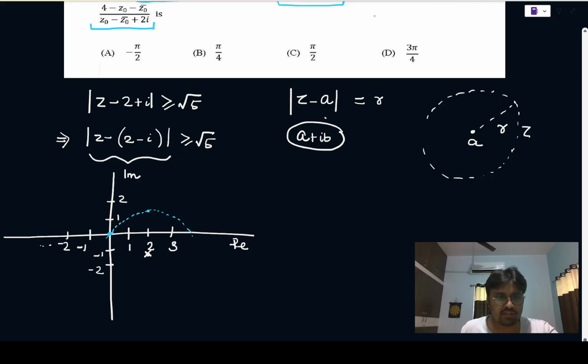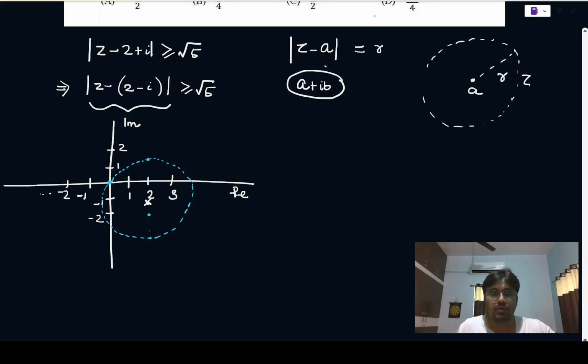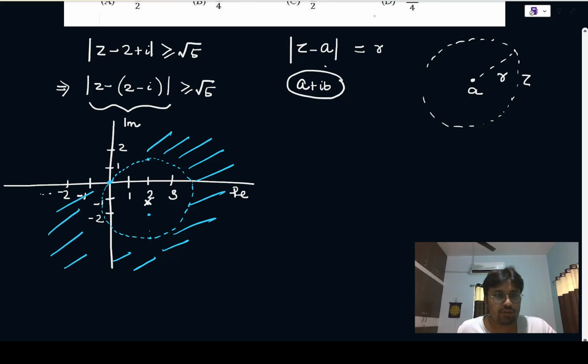Let me just roughly sketch the circle now. And this point is here, so it will be 2 points down, 3 above, somewhere here. So let's just imagine the circle like this, right? And what they have mentioned is the set S is all those numbers which are satisfying greater than or equal to square root of 5. So the set that I am interested in includes all the points on the circle and outside it. So this is the set that I'm interested in. Please note that the points which lie on the circle are also important for this problem.